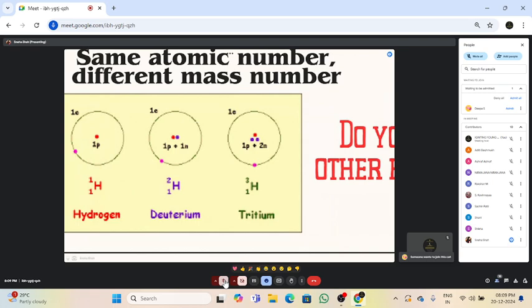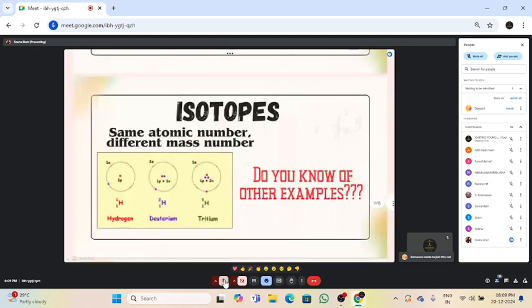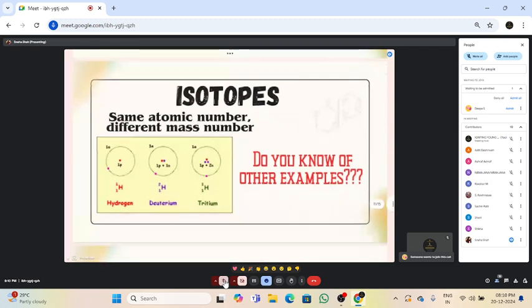These are isotopes of hydrogen, and there are many other elements with different isotopes. I think you should all go and look for those isotopes and come up with certain examples of different isotopes, right?